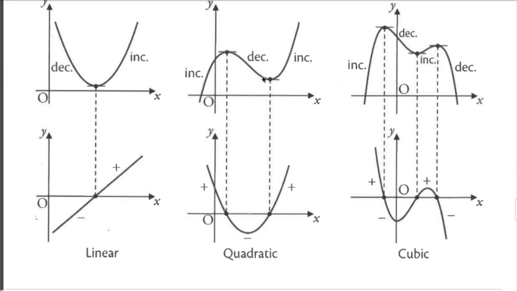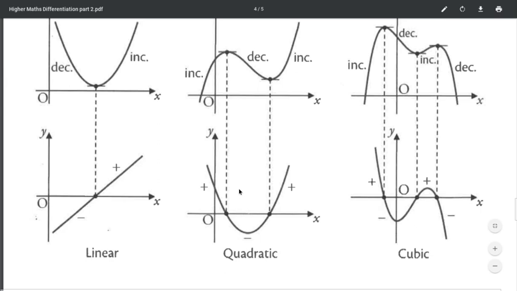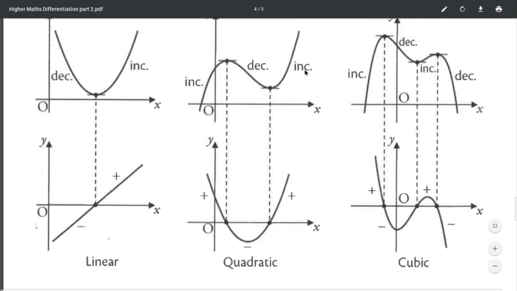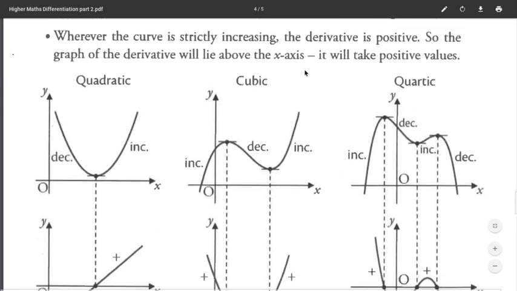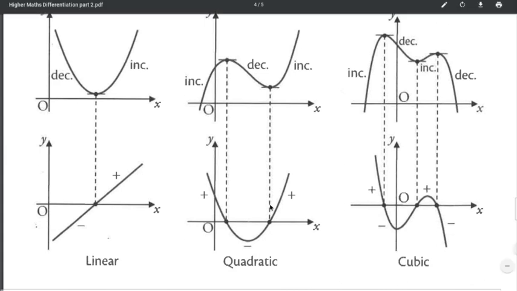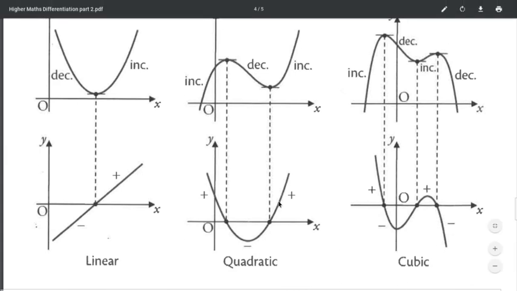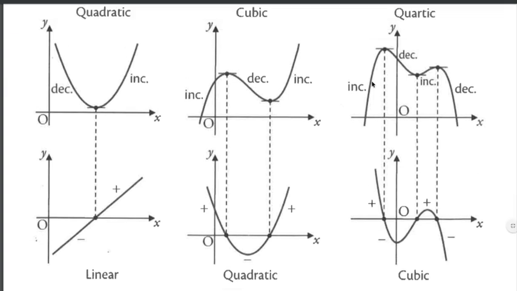So here the curve is strictly decreasing, it has a negative gradient. So for that section of the graph, on the graph of the gradient, the graph of the derivative, this must lie below the x-axis. Wherever the curve is strictly increasing, the graph of the gradient or the graph of the derivative must be above the x-axis. So let's just match that up on the final one as well.